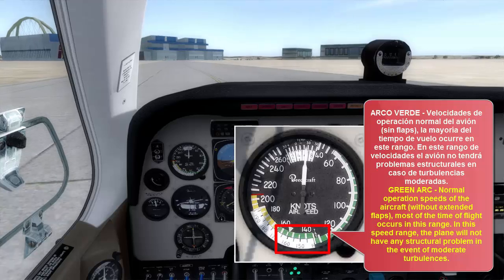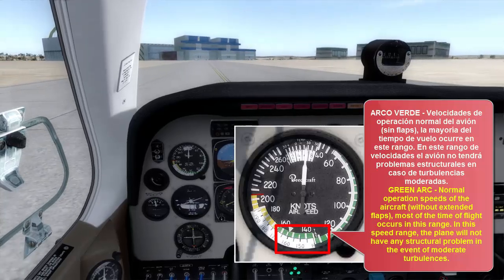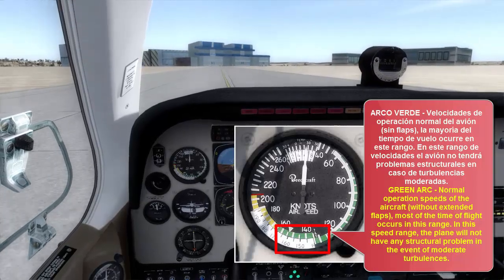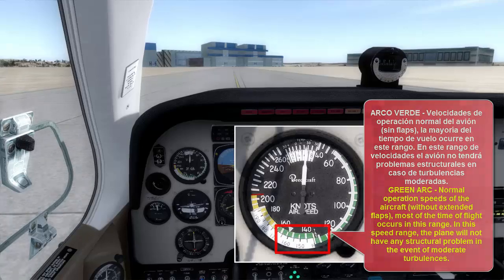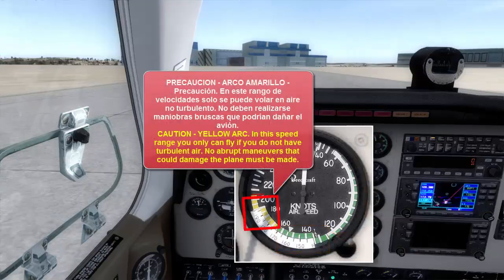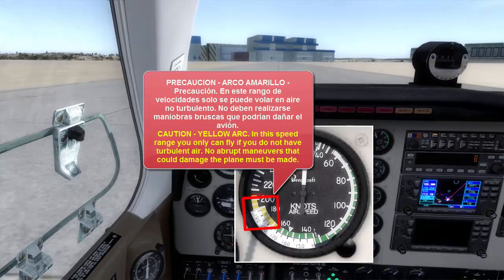Those are the normal operation speeds. So those are the speeds in which we can fly without extended flaps. The green arc is where we will follow our enroute chart, basically for the most part of our flight.